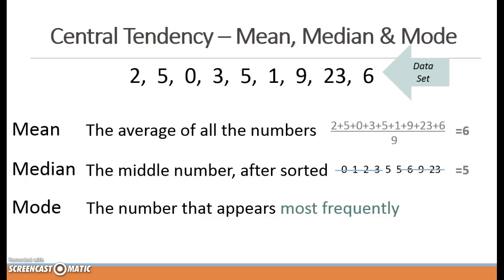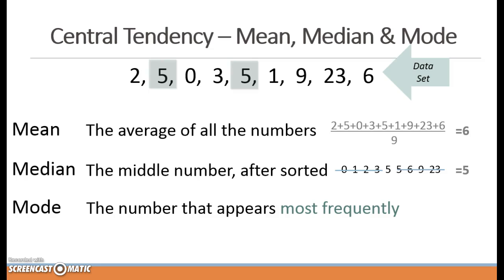The mode is the number that appears most frequently. So go ahead and look at the numbers up above, the ones that say 2, 5, 0, 3, and we're looking for the numbers that appear most frequently. So in this example, I've highlighted them at the top. That is the number 5. So when you think of mode, think of most frequently or most often. M-O, most often. So far my mean is 6, my median is 5, and my mode is 5.